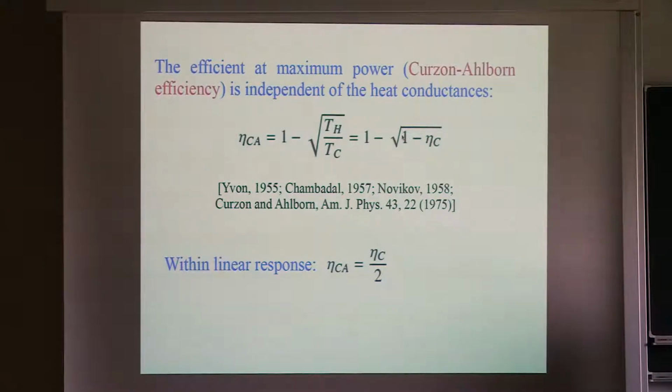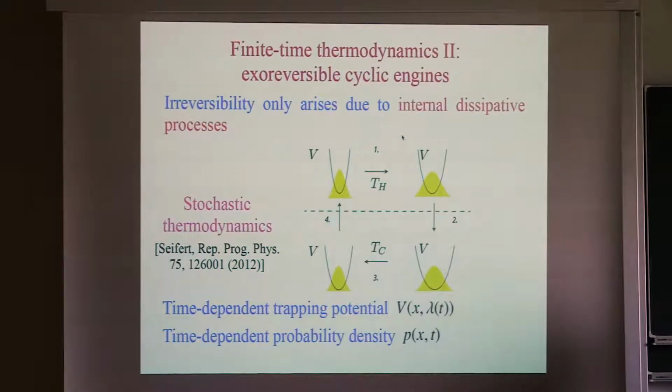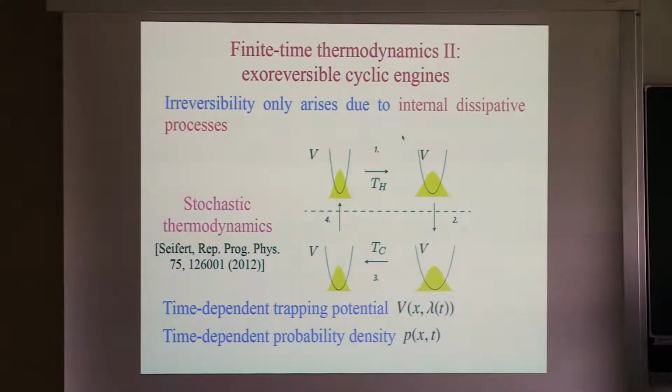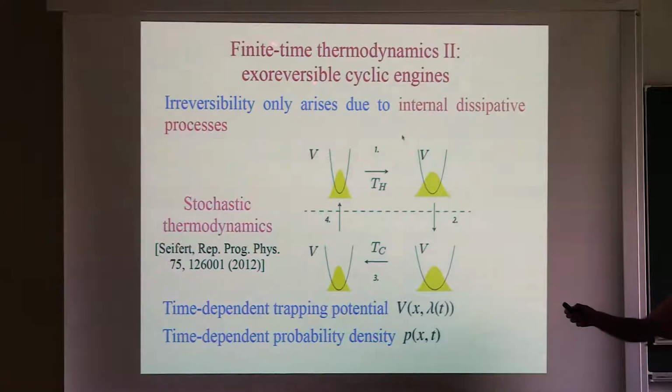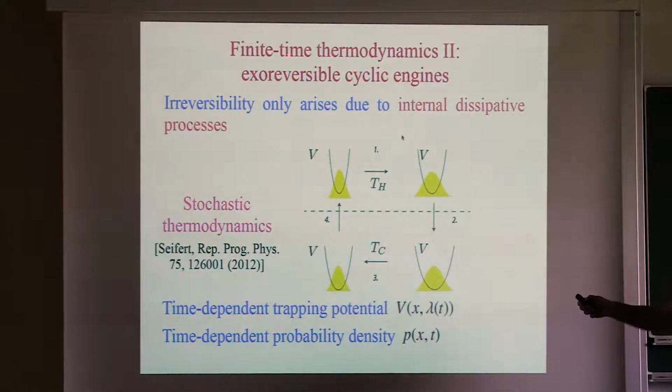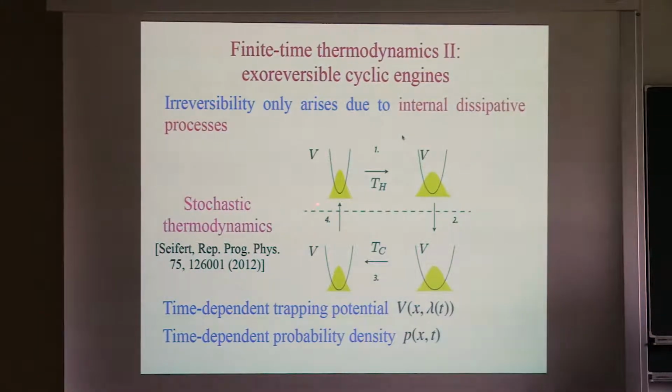Since it is independent of conductances, it was discussed whether this bound is universal. It turns out that this is not the case, because you can consider another model, which is the opposite. The Curzon-Ahlborn one is called an endoreversible cyclic engine. This one is exoreversible. It means that irreversibility is not due to contacts, but arises due to internal dissipative processes.